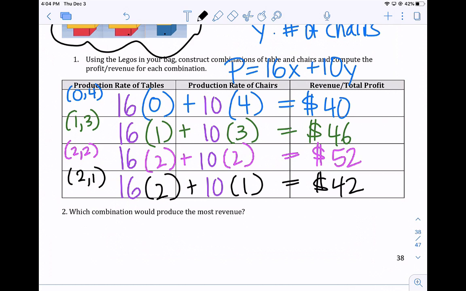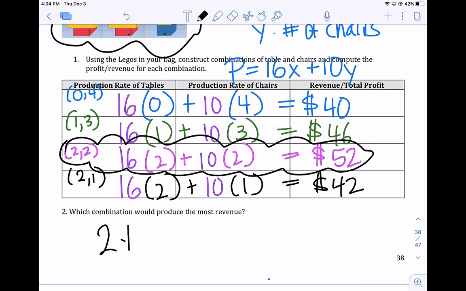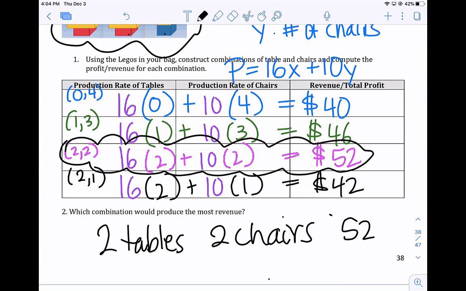All right, so right now it says what combination would produce the most revenue, and it would be this combination of 2 tables and 2 chairs for a revenue of $52. Doesn't look great.